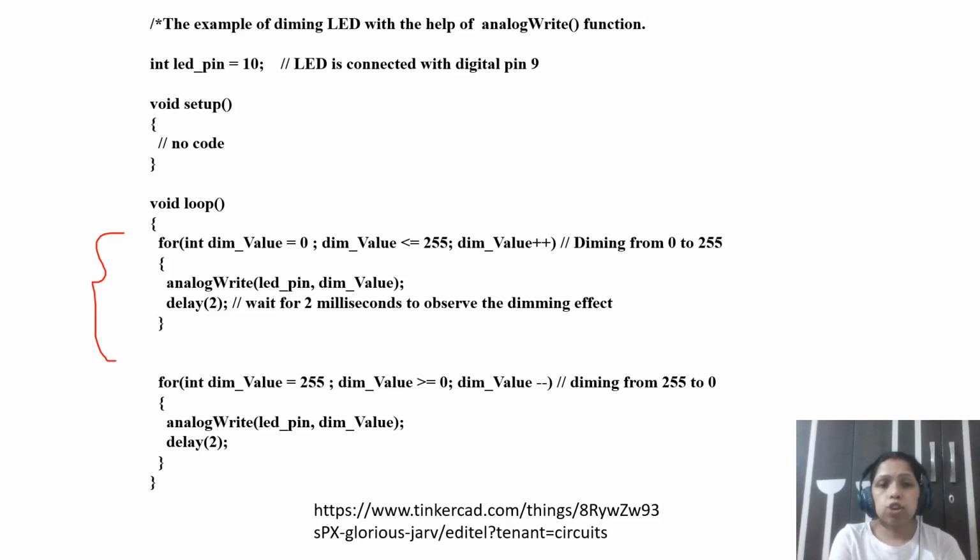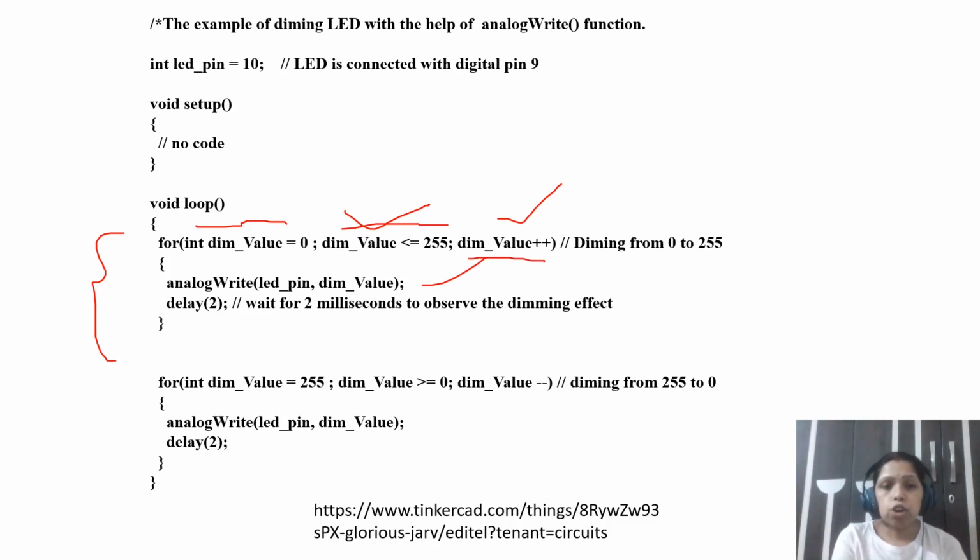So the zero value I am storing in a variable dimValue. I am declaring it as int dimValue = 0. The maximum value will be less than or equal to 255. This is the for loop syntax: initial value, maximum range, and the increment operator, dimValue++. So 0 is less than or equal to 255, then this program will be executed, and then the 0 will be incremented by 1.